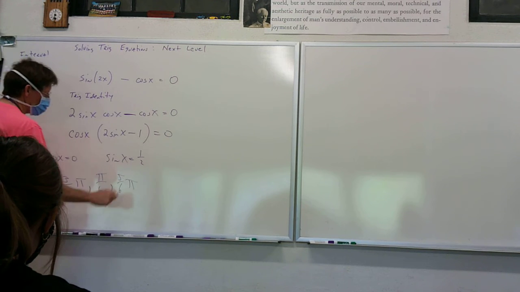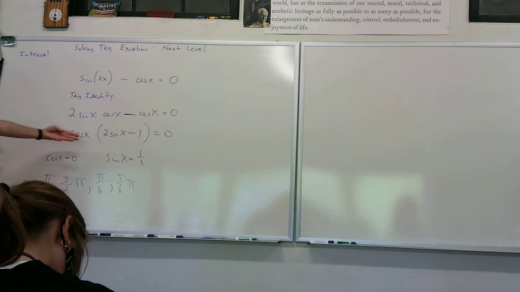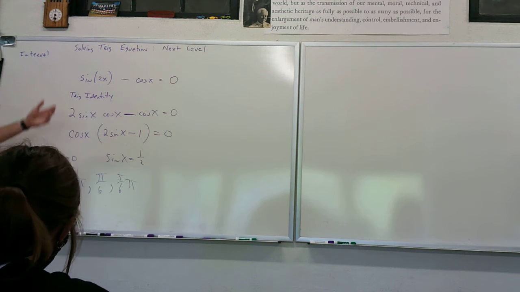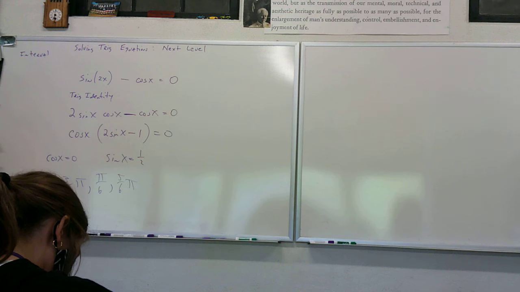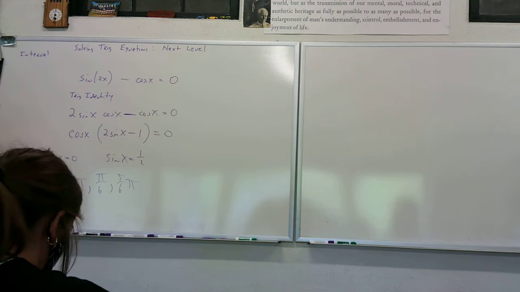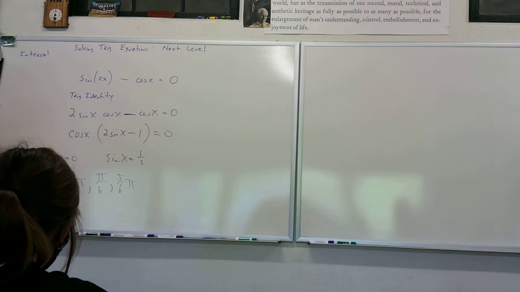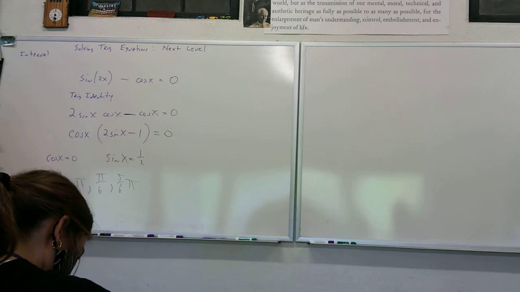And notice we don't even have to worry about the 2x anymore, because did we ever change it into thetas to work this problem? No. We just kept it in terms of x and used a trig identity. So this is what you have to deal with when these aren't the same. You have to use trig identities to make them the same.